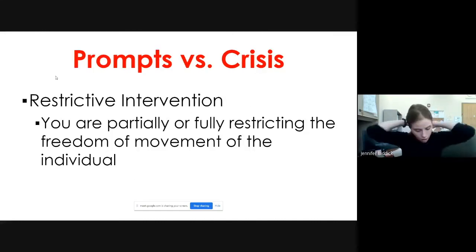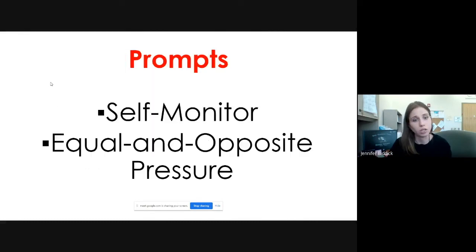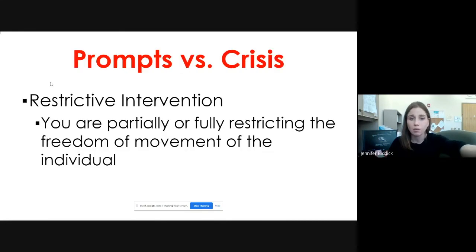So if we have a learner sitting in their chair and we have our hands over them and we're not lifting our hands up and we have full contact and we are partially or fully restricting their freedom of movement, that could be considered restrictive intervention. So even though maybe our intention was to provide a prompt, we are bordering on that level of crisis intervention. And so we want to make sure, again, that we're self-monitoring. Every now and then it's really important to take that step back and look at some of the prompts that we're providing.